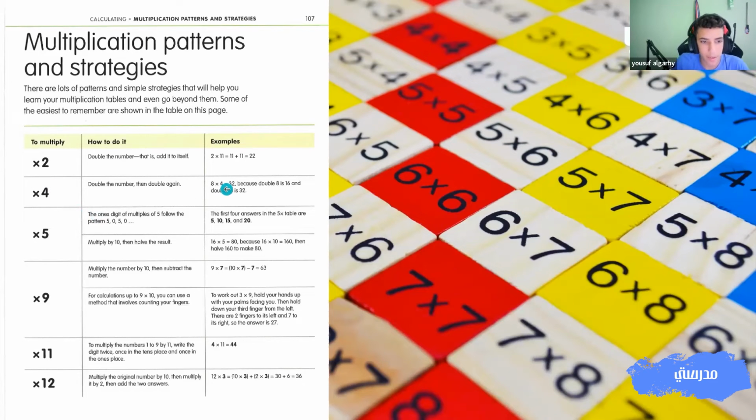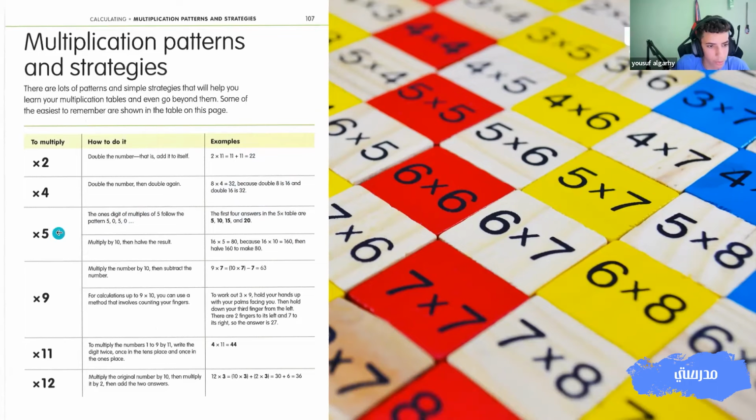All right, so here we have the example 8 times 4. So 8 times 4 equals 32, okay? Because 8 plus 8 is 16, and 16 plus 16 is 32. So you double 8, which equals 16, and then you double 16, which equals 32, okay? Let's move on to the next one.